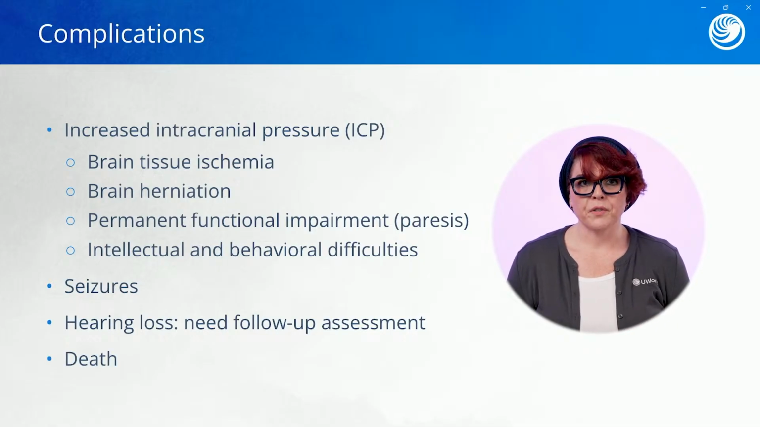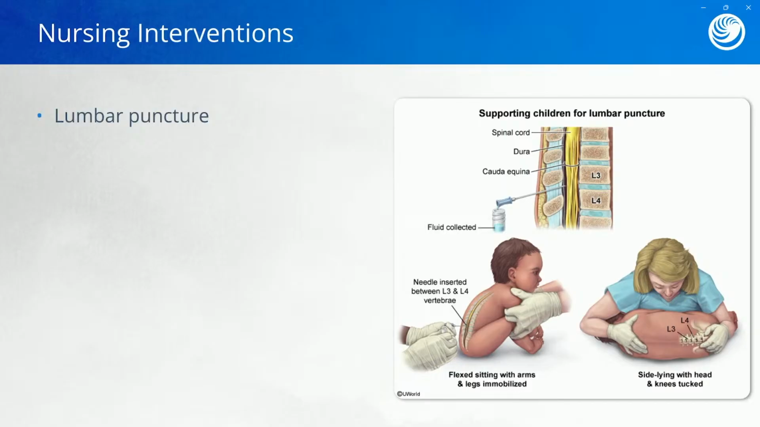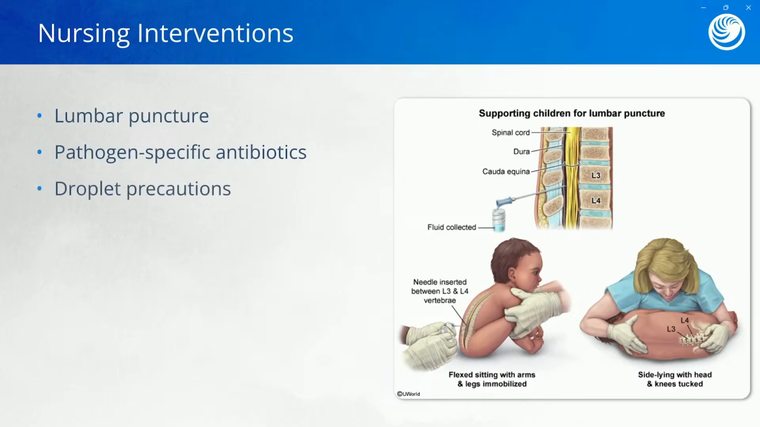So what is our job? What nursing interventions or actions do we need to do for this patient? Well, you know they had a lumbar puncture, so we're going to have to monitor that site, make sure they don't bleed. You guys know surgical interventions. You're going to have to give them antibiotics, make sure you're giving them on time. Definitely look for side effects like rash. They're going to be in droplet precautions, especially for Neisseria.